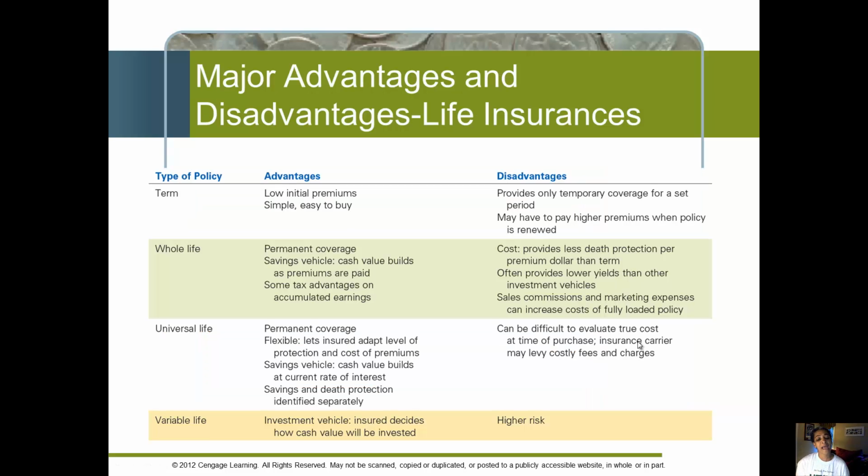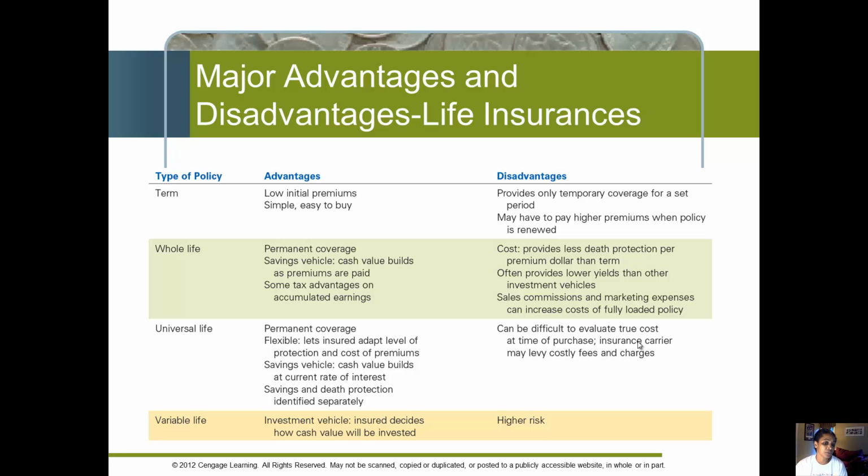So let's go back over the different types of life insurance and recap the major advantages and disadvantages. Remember, we talked about 4 different types of policies: term, whole life, universal life, and variable life. And those last 3 had a lot of similarities. Term was the simplest, easiest to buy. It provides coverage just for a set term, and there's no savings component to it.